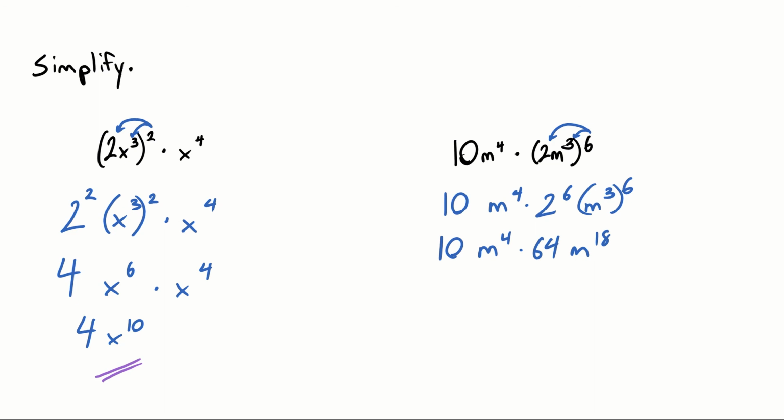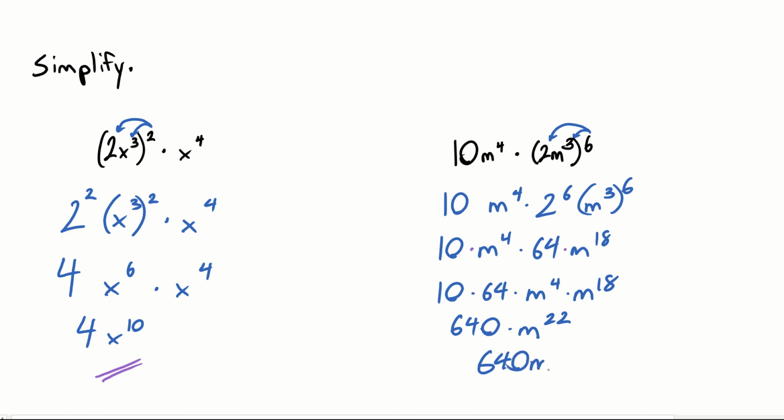I mean, technically, aren't we looking at 10 times m to the 4th times 64 times m to the 18th? Couldn't I rearrange this so that I have a 10 and a 64 next to each other, and the m to the 4th and the m to the 18th next to each other? Now let's simplify. 10 times 64, 640, times m to the, what do I do with the 4 and the 18? Do I multiply them? Do I add them? I add them this time, because it's power times a power. There you go, so it's m to the 22nd. So this whole thing is 640 m to the 22nd power.